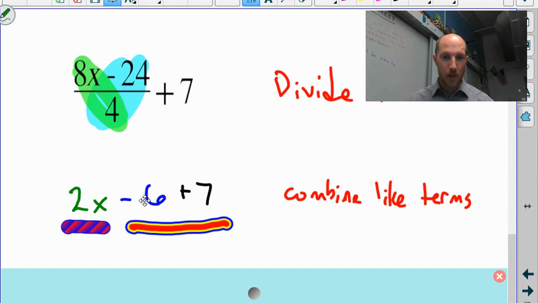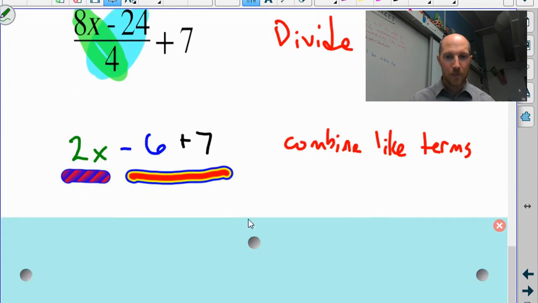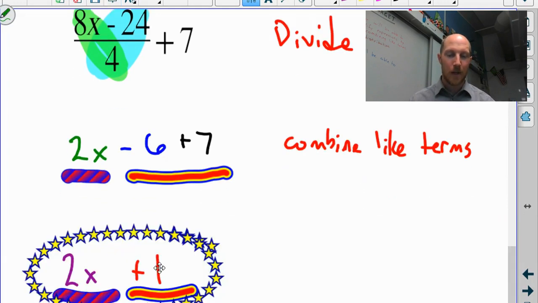I got some constants, the negative 6, the positive 7. Those are both the same type of number, negative 6 plus 7. Combine that to get positive 1. So 2x plus 1. I can illustrate it with algebra tiles. I could illustrate it with packs of gum. I can just do the algebra expression. No matter how I understand it, think about it, model it, I'm going to come up with the same thing. Divide first, combine like terms afterwards.